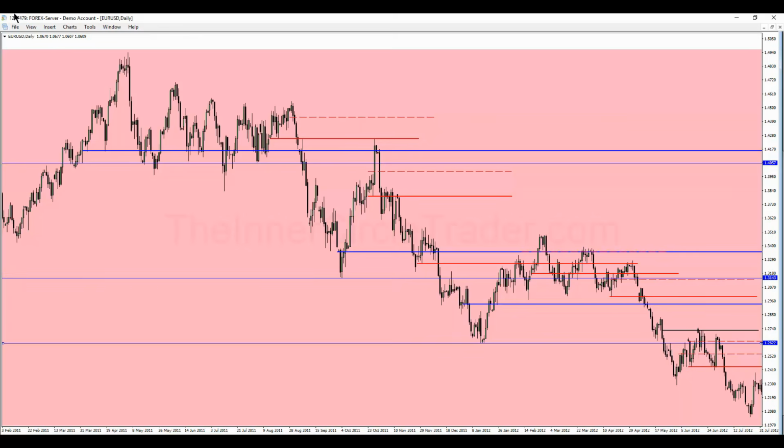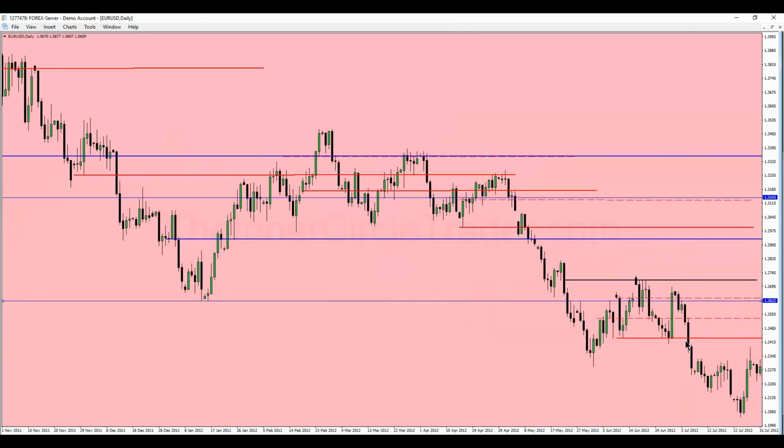Okay, so we have a daily bearish order block right here. Price hits it, trades away, comes back up. Notice this rally up in here. It acts as resistance, trades lower.